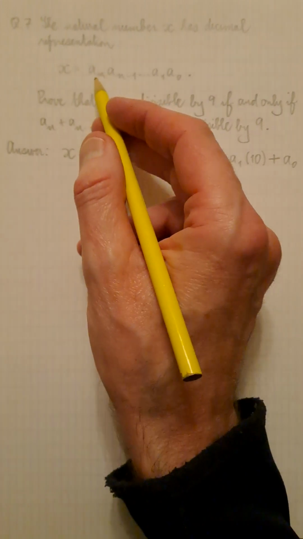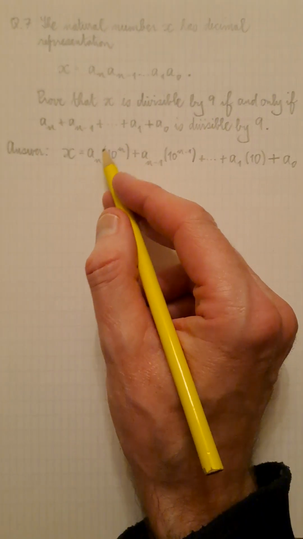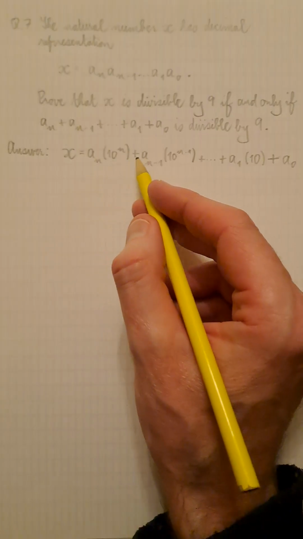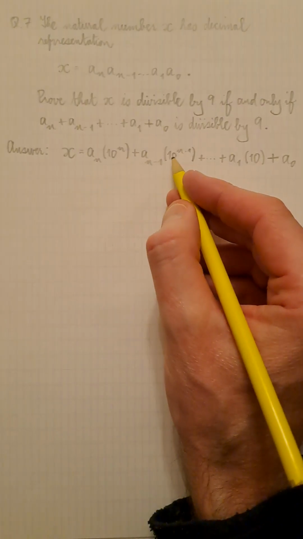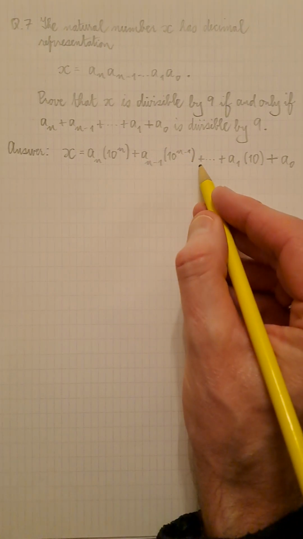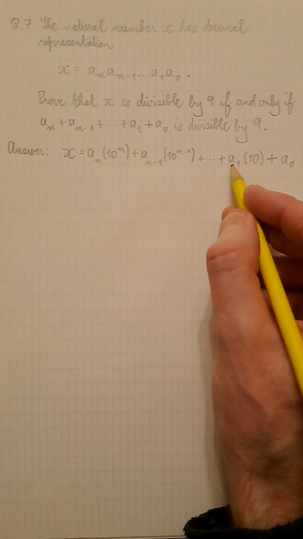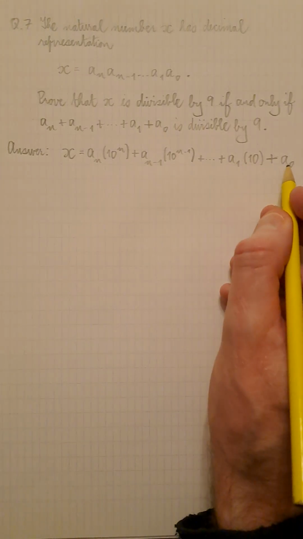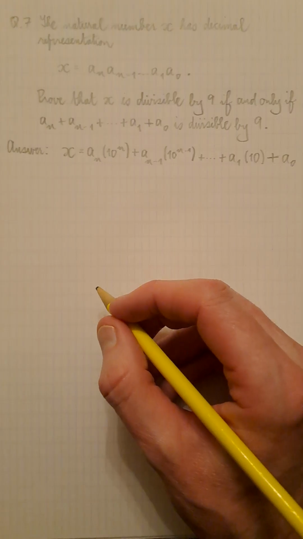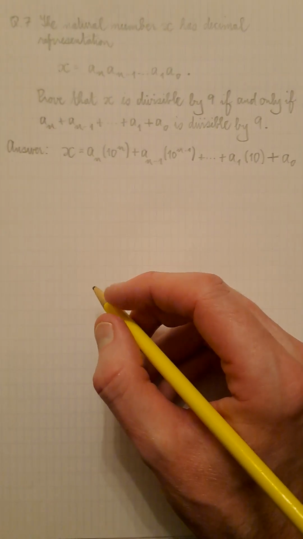well, the first digit a_n times 10 to the power of n plus the second digit a_{n-1} multiplied by 10 to the power of n minus 1 plus, and so on as far as a_1 times 10 plus a_0. That's what decimal notation means.